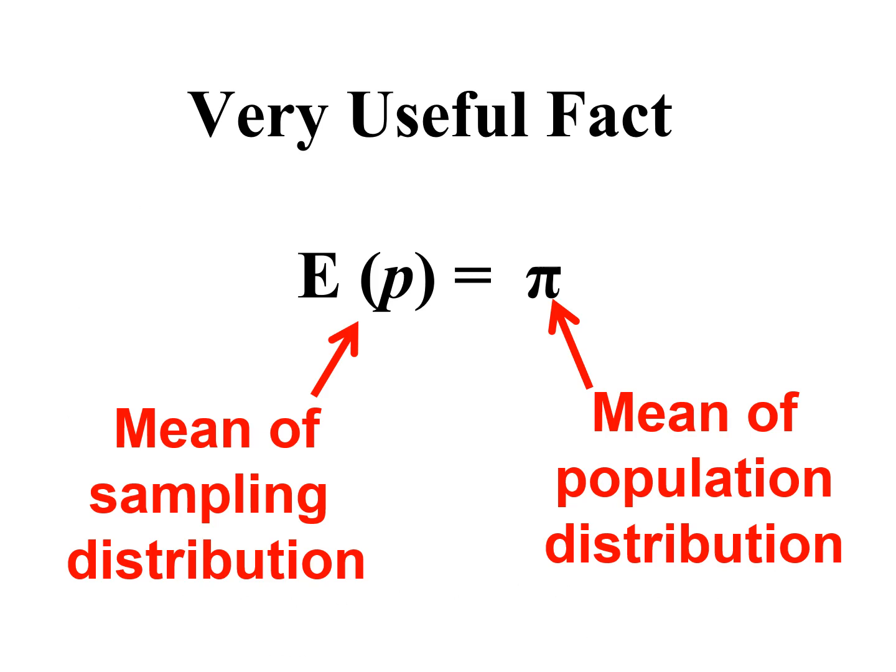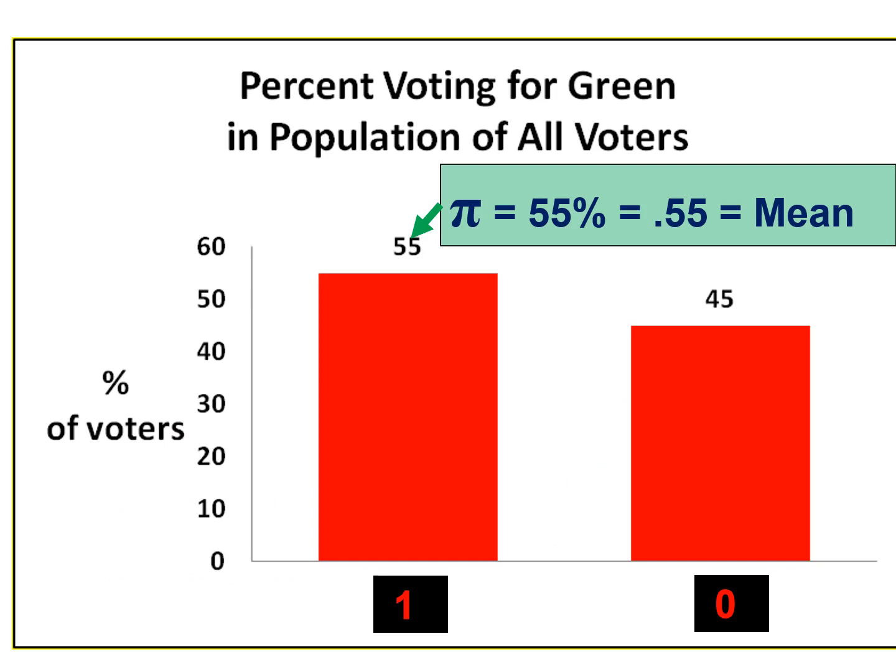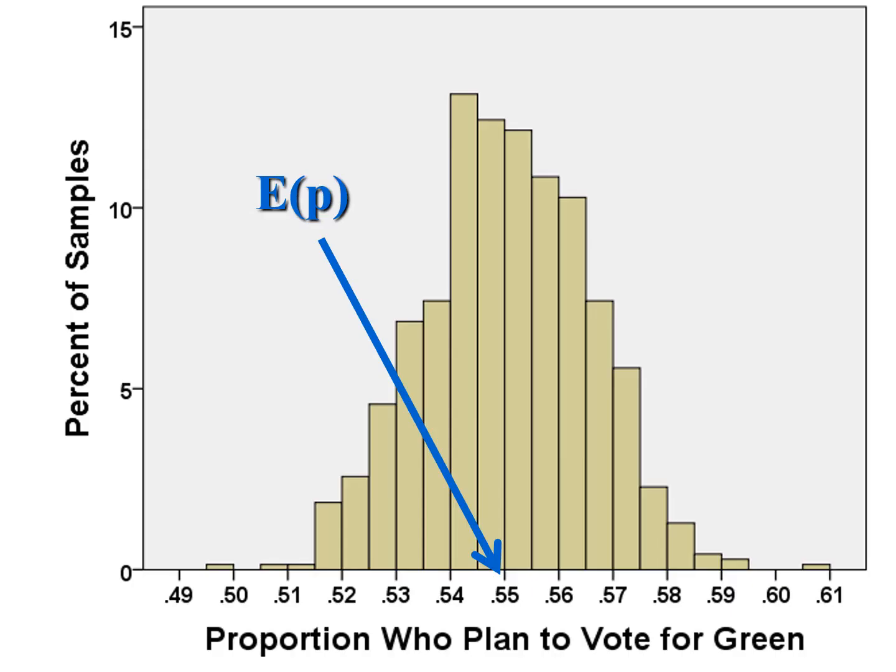A very useful fact is that the expected value of P is always equal to pi, the mean of the population distribution. So here's the population distribution with the mean being equal to 0.55. And here's the sampling distribution whose average is the expected value of P. So the expected value of P is always going to be equal to pi, the mean of the population distribution.